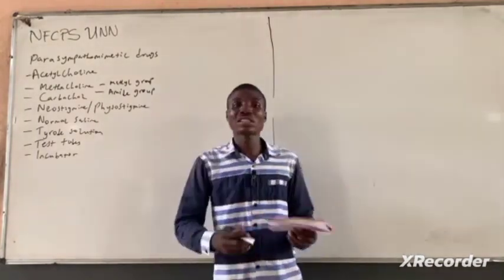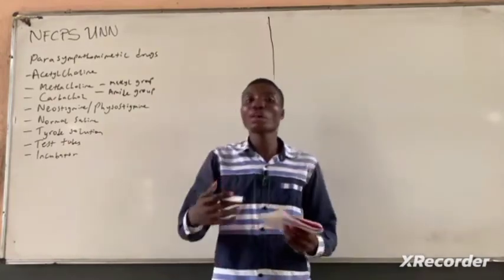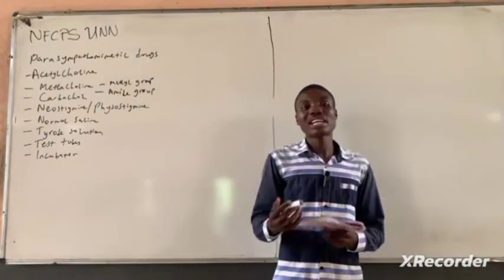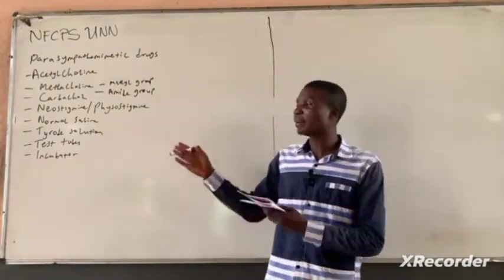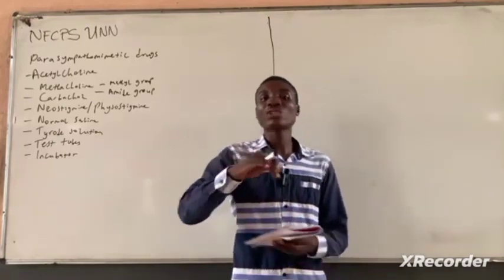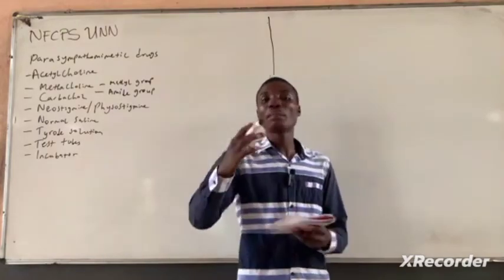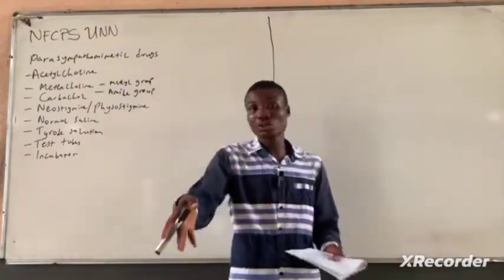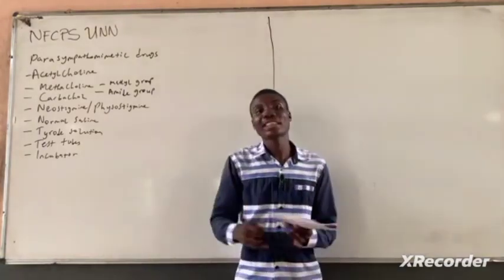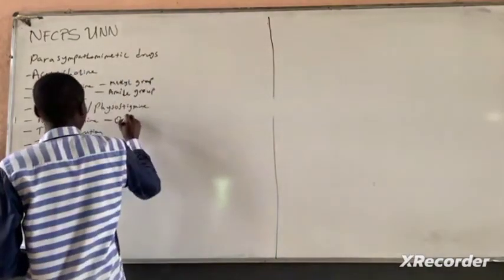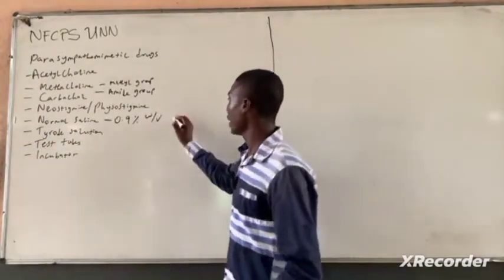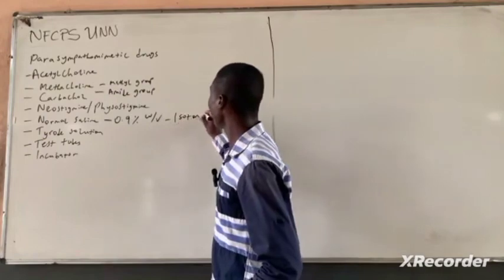Now, normal saline simply refers to a solution of 0.9% concentration, that's weight per volume. That particular concentration is the concentration of salt that is isotonic with the body fluid, and in this context we're talking about the blood. So normal saline is 0.9% weight per volume, the concentration of salt that is isotonic with the body fluid.